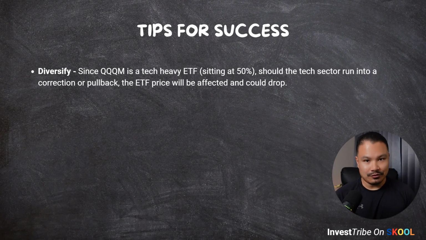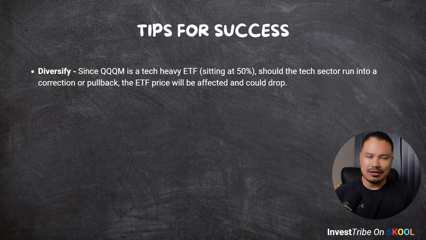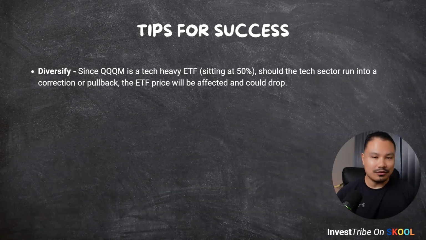So you want to diversify, okay? There's always this talk that diversification is a free lunch, and it's easy to do. You can add an S&P 500 ETF along with QQQ or QQQM, probably like a 70-30, maybe like a 50-50 split between the two. It's really up to you.